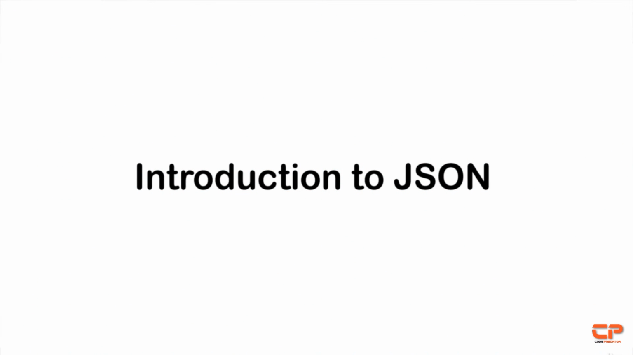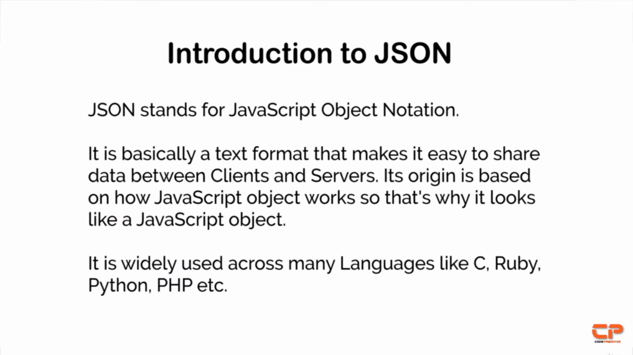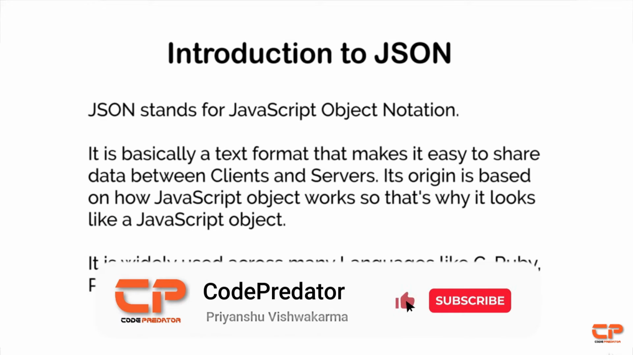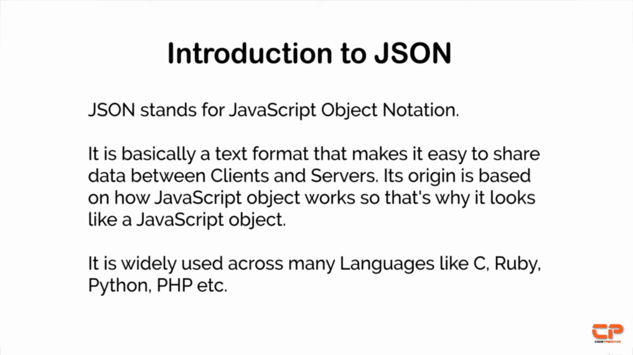Back to JavaScript Playground. In this video, we will talk about JSON. JSON stands for JavaScript Object Notation. It is basically a text format that makes it easy to share data between clients and servers. Its origin is based on how JavaScript objects work. So that's why it looks like a JavaScript object, but remember it is different from a JavaScript object.